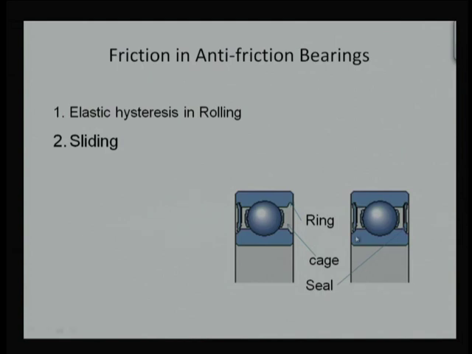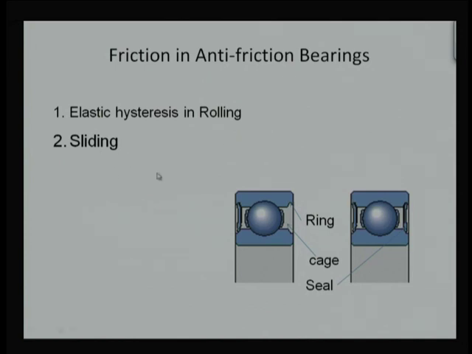And the last one in this sliding case is the seals. We use seals to prevent oil leakage and grease leakage. But if we are using the seals, what we are sacrificing is the friction. With the seals, the overall coefficient of friction will increase. It will not be the same as without seals.